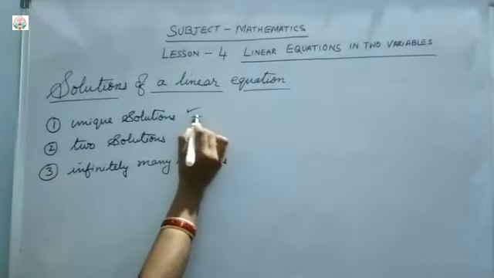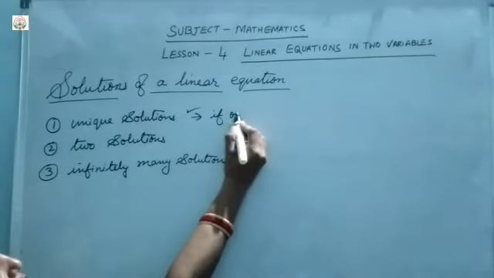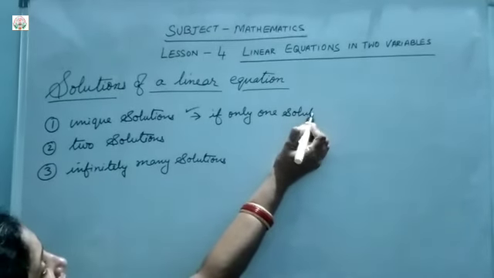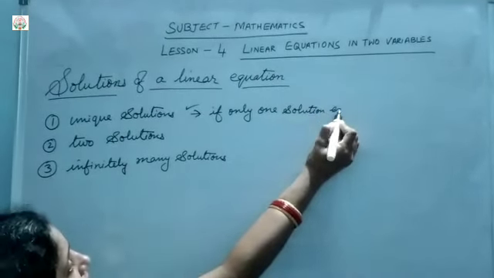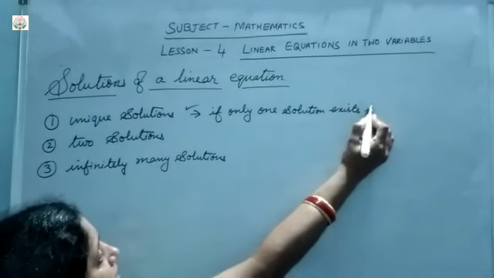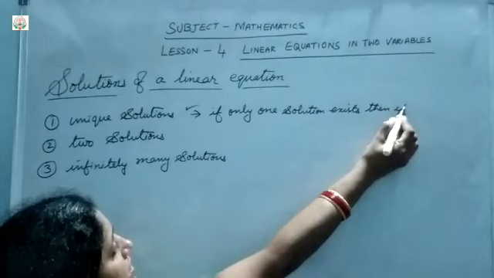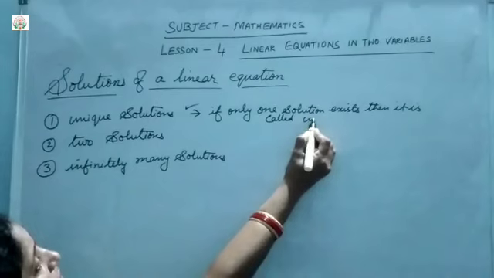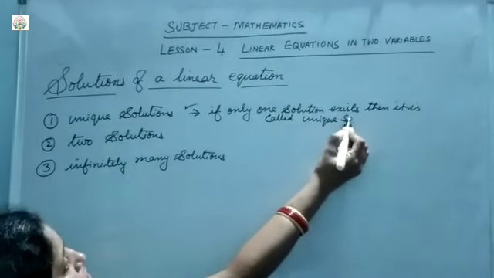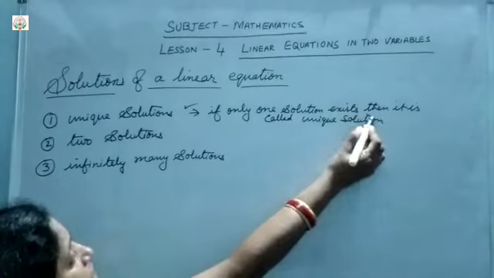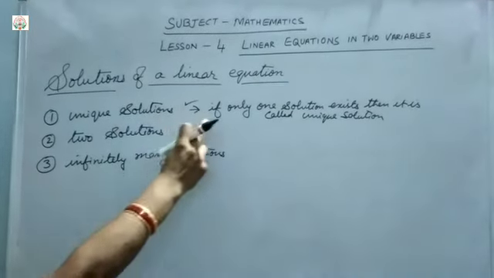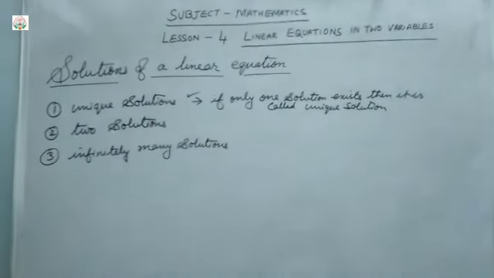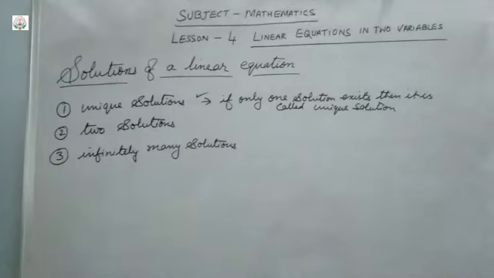If only one solution exists, then it is called unique solution. Means there is one and only one solution for that linear equation. Then that is called unique solution. Okay. Only one and only one.